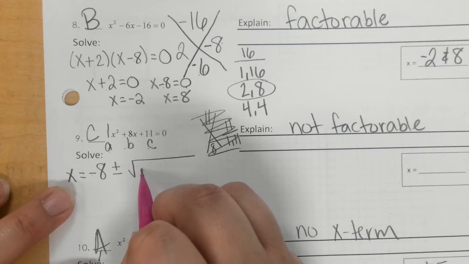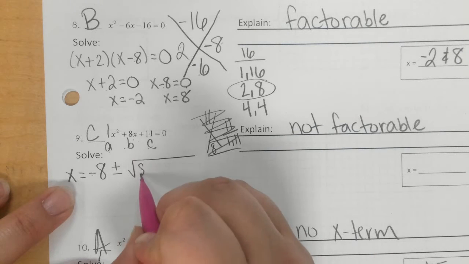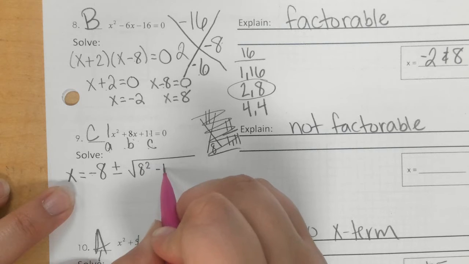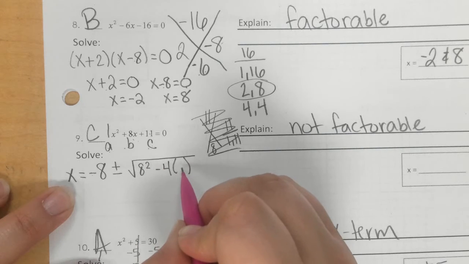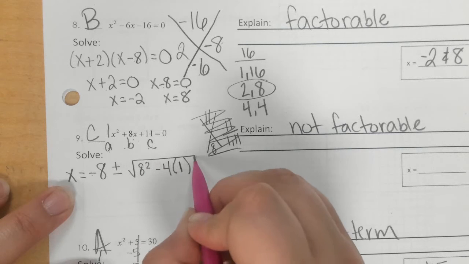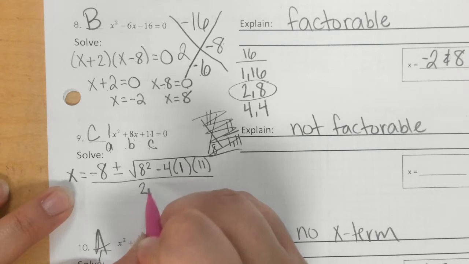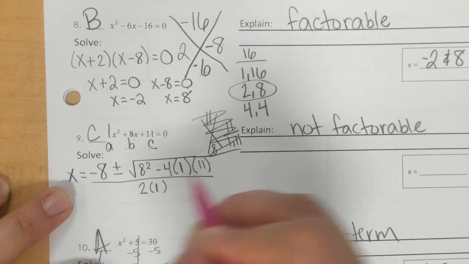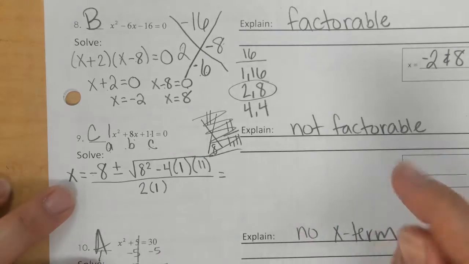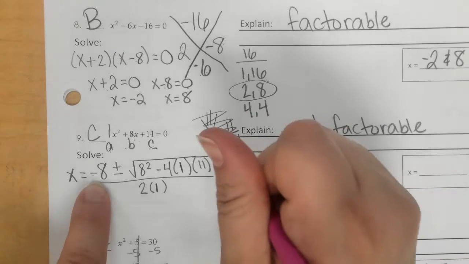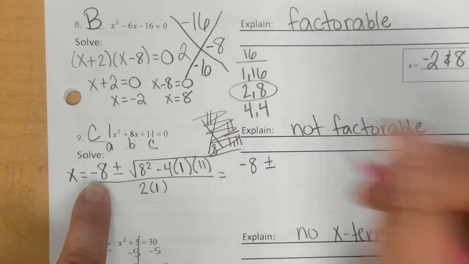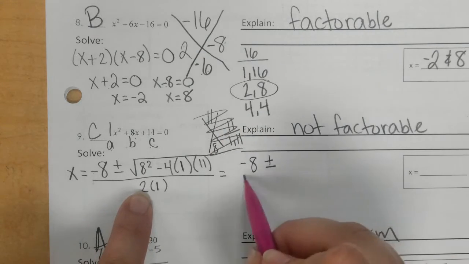B squared goes here. So that would be 8 squared minus 4 times your A, which is 1, and then times your C, which is 11. This is all over 2 times A, which is 1. And then we simplify. So the negative 8 is just negative 8. The 2 times 1 is 2.